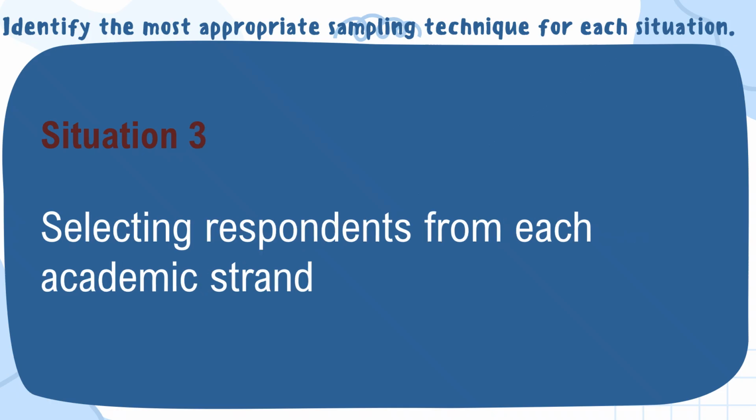For situation 3, so you have different academic strands. Instead of selecting from the entire population as one group, you select respondents from each academic strand. So what technique does this suggest? That is stratified random sampling. Bakit? Because the population is divided into groups or strata and respondents are selected from each group. Okay, so remember, stratified is equal to some respondents from each group.